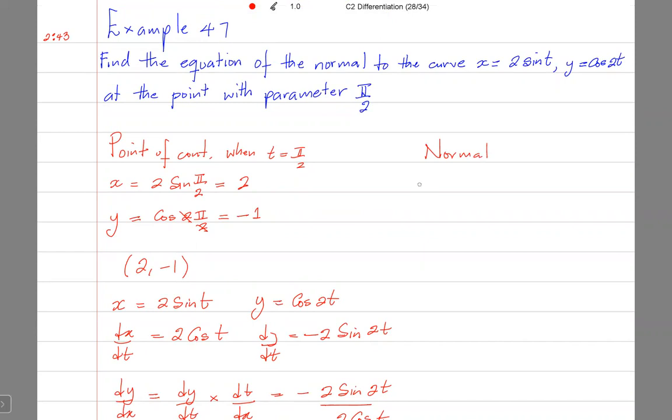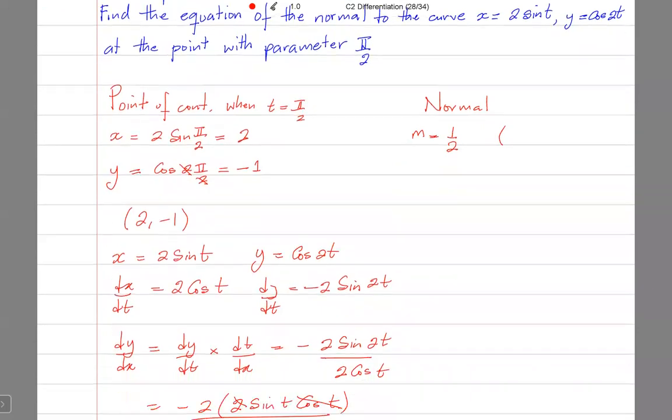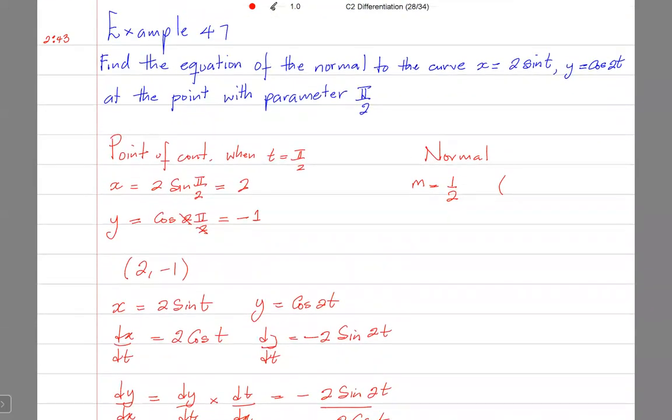Now, I'm going to need the gradient. M, the gradient, is equal to a half. The gradient of the tangent is minus 2. To get the gradient of the normal, I must invert the gradient of the tangent and change its sign. And the point of contact is 2, minus 1. This is my x naught, y naught.